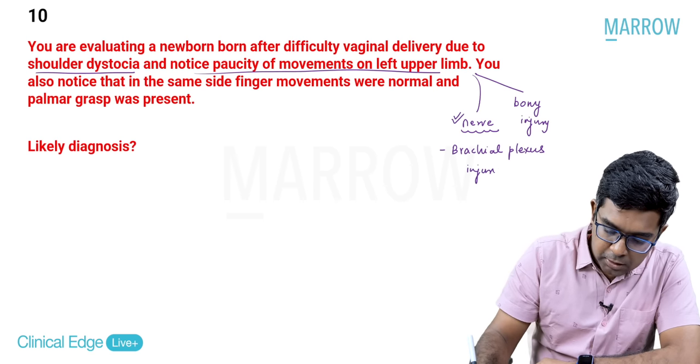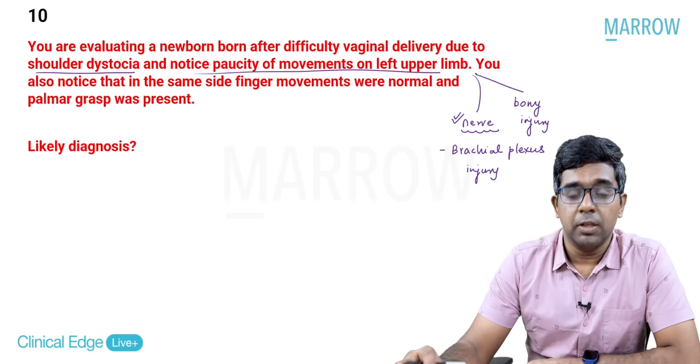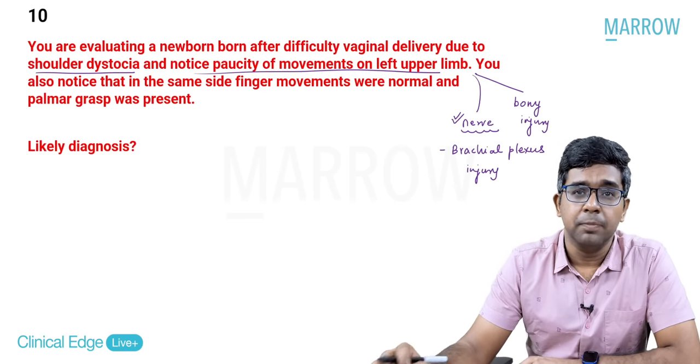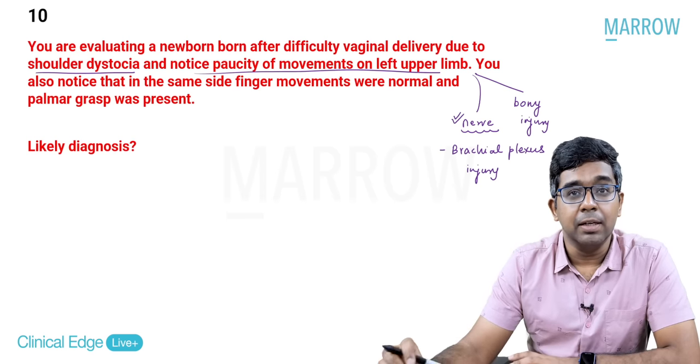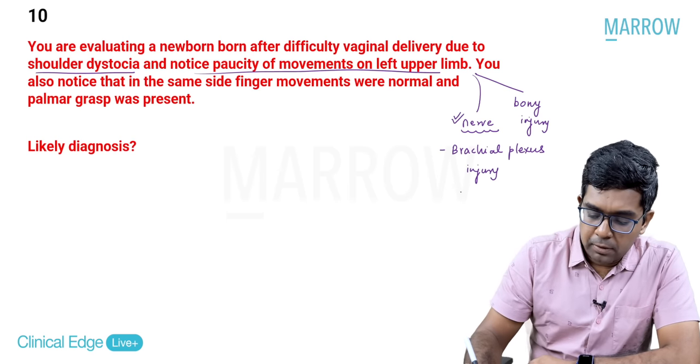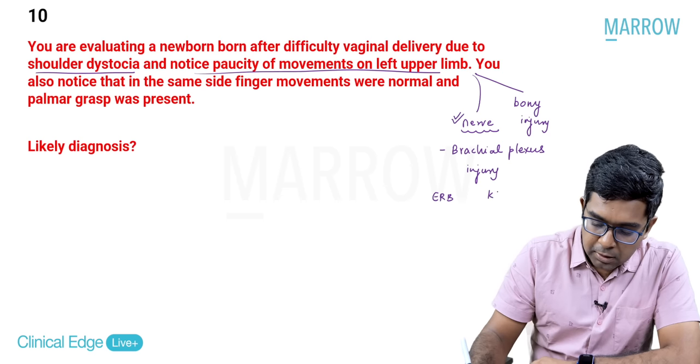And you all know that shoulder dystocia is a condition which can predispose to the development of brachial plexus injury in a newborn. Now we have to find out what could be the likely injury as well. The two common things which come to our mind are Erb's palsy and Klumpke's palsy.